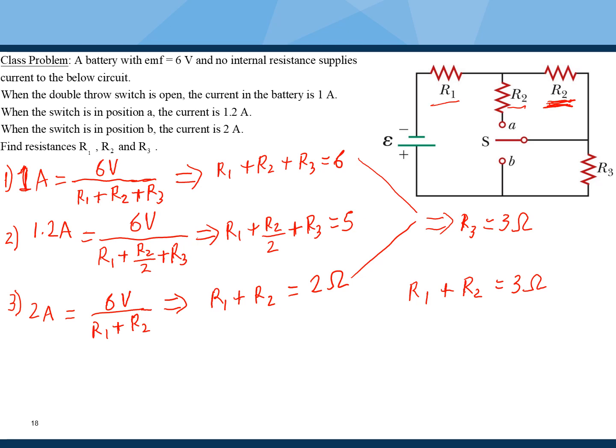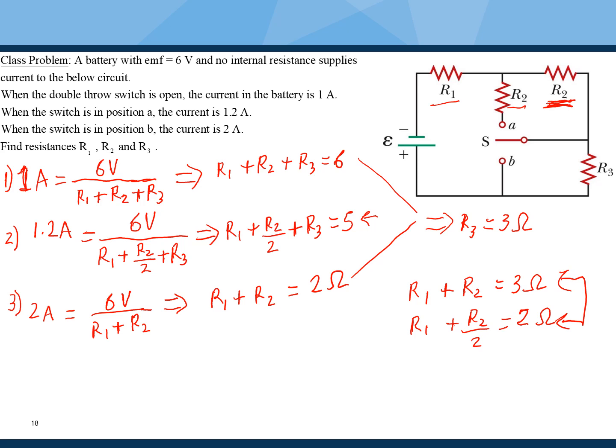In the second equation, we realize that R1 plus R2 over 2 plus 3 is equal to 5, which basically means that R1 plus R2 over 2 is equal to 5 minus 3, which is 2 ohms. Okay? So this gives us two equations in two unknowns, and therefore we can solve for them.